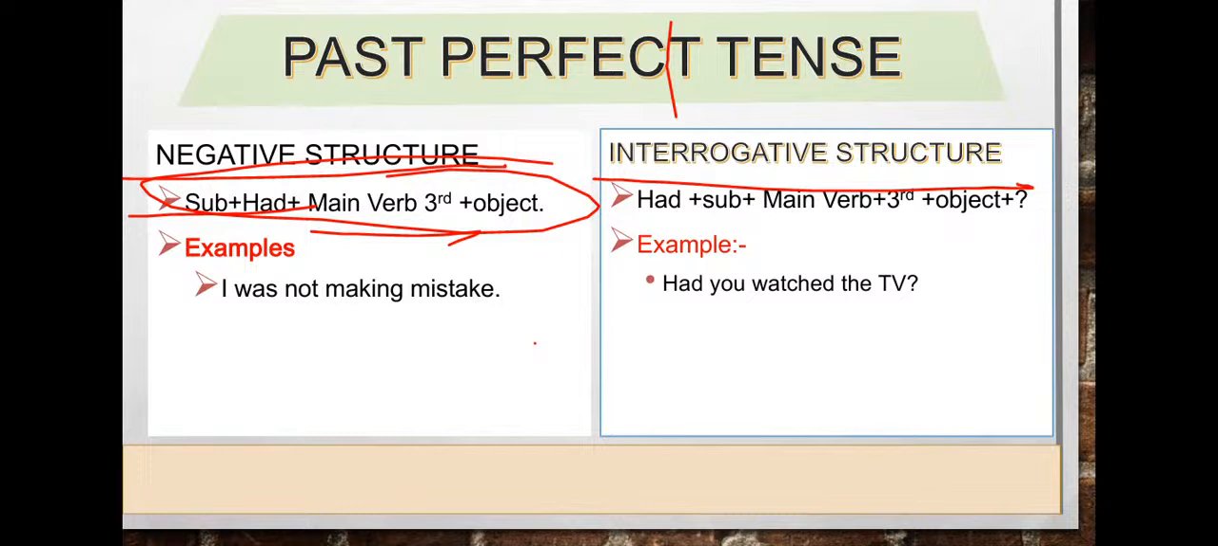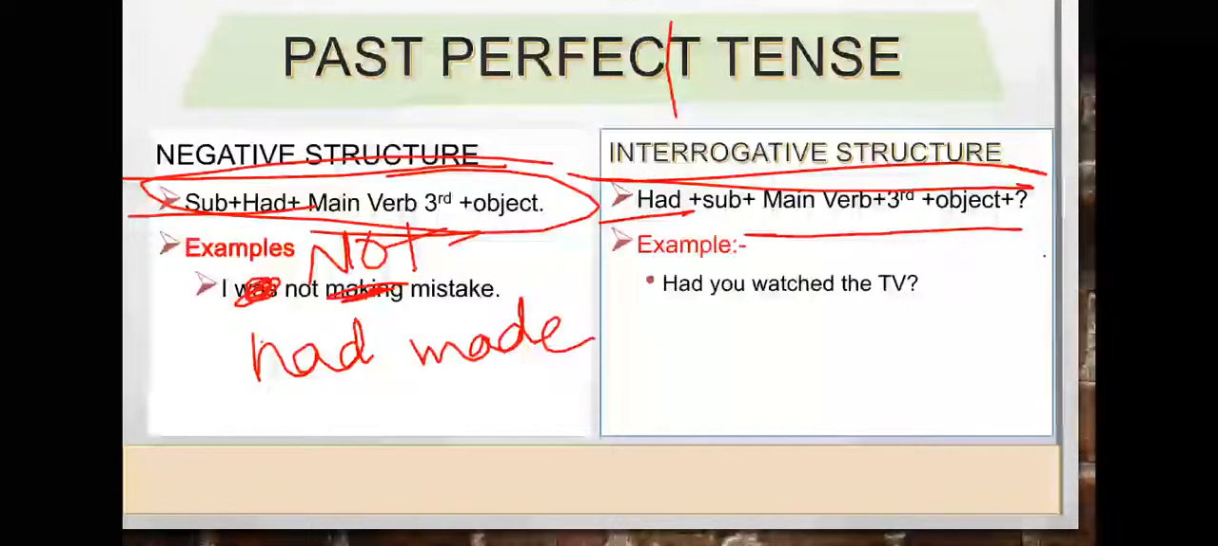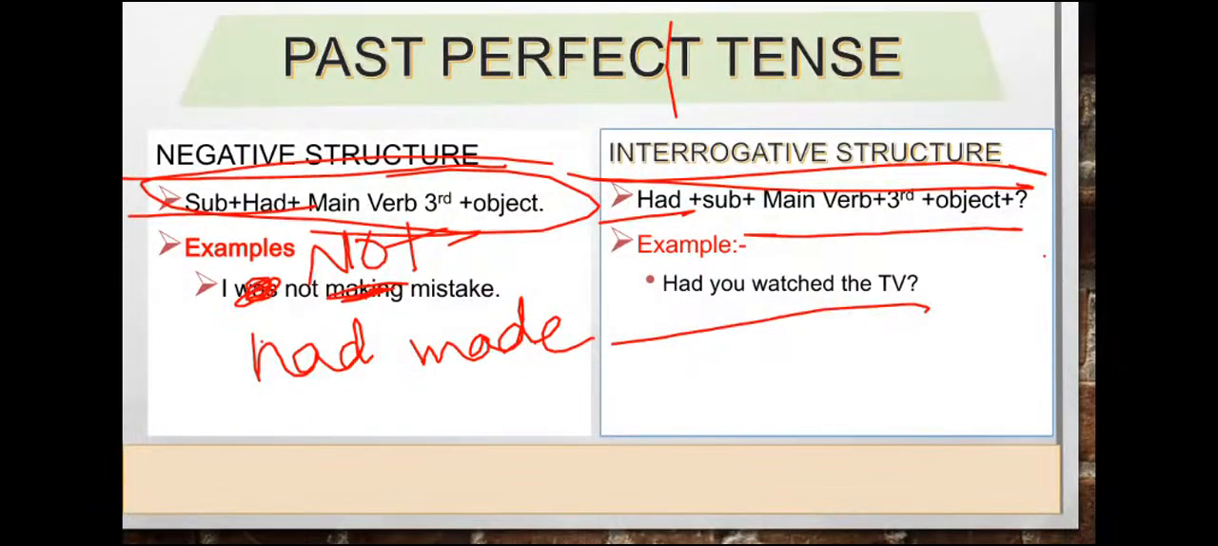How to make a negative version? We add not after the helping verb. Okay, we have the interrogative structure, that is had will be at the first, and then the sentence goes like this: subject plus third form of the main verb and object with the question mark. Examples: I had not made any mistake. Had you watched that TV? I had not watched any TV.